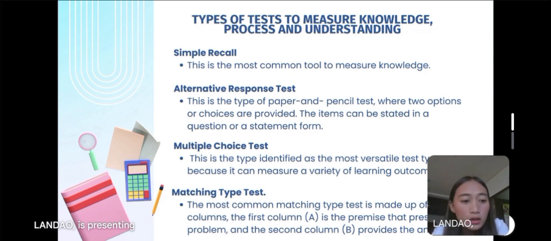Finally, we have the matching type of test. It consists of two parallel columns where students connect items from one column to the appropriate answers in the other. The first column typically presents a premise or problem, while the second column contains potential answers. For example, students might match terms with their definitions or historical figures with their accomplishments. This type of test assesses students' understanding of relationships between concepts and helps reinforce learning by encouraging them to think critically about connections.